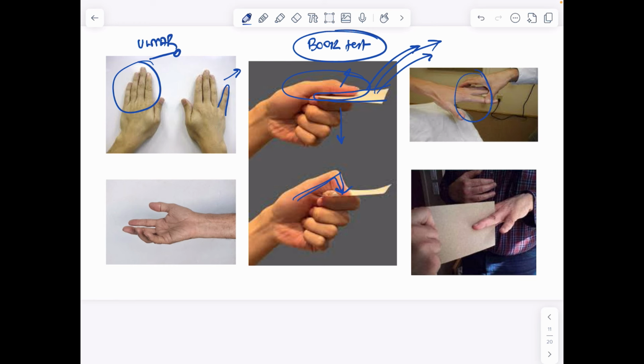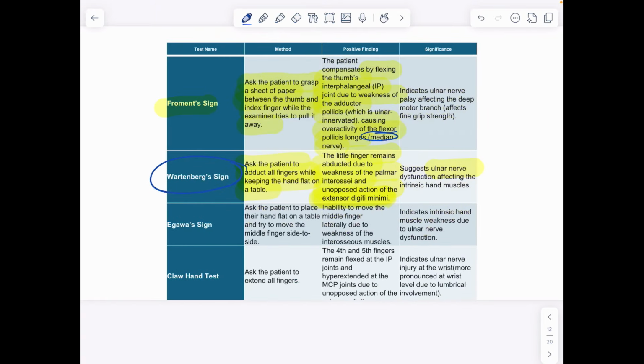Another one is the dorsal interossei. You know, the major function of the dorsal interossei is abduction, and you ask the patient to abduct all the fingers while you are providing resistance. Now, if you, as an examiner, can feel the resistance, that means abduction is normal. But if you cannot feel the resistance, that means the dorsal interossei are not functional. And this is known by the name of Egawa test.